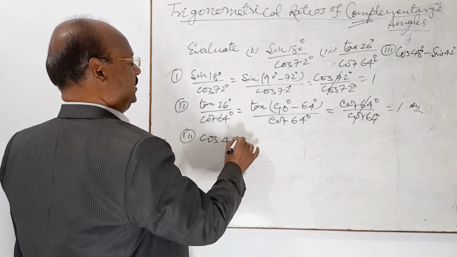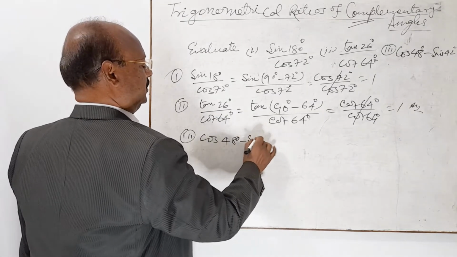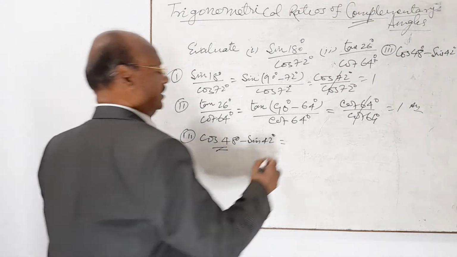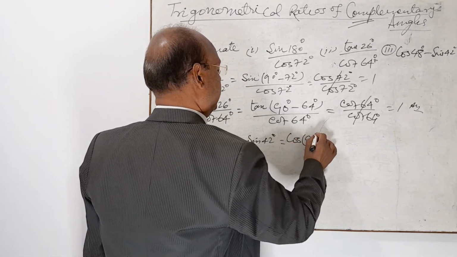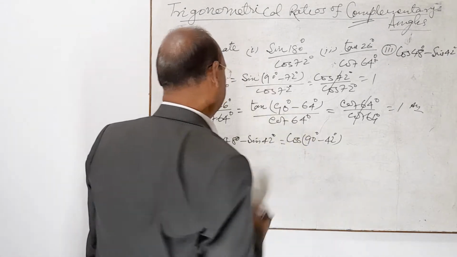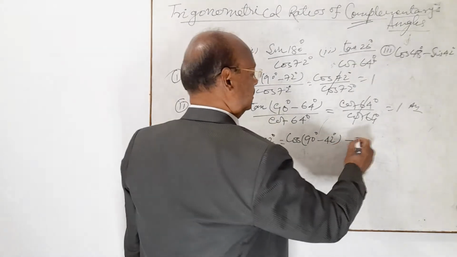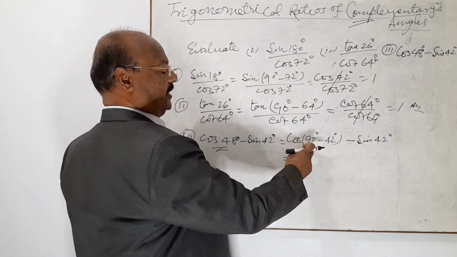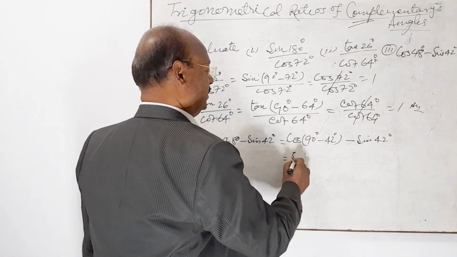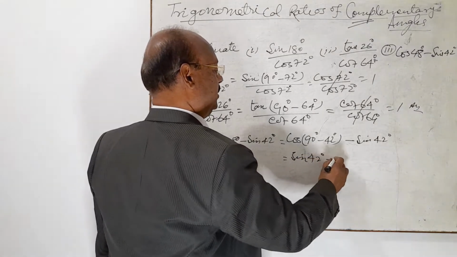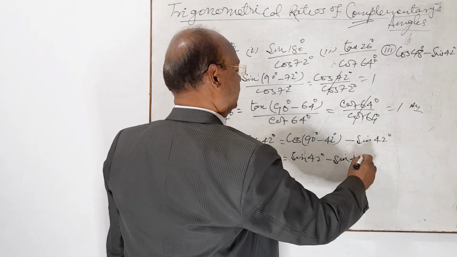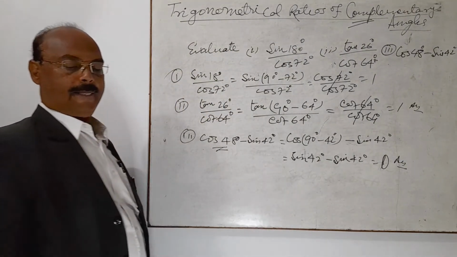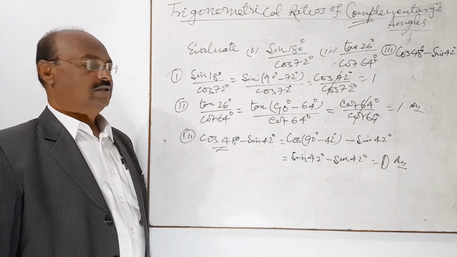And third question is cos of 48 degree minus sine of 42 degree. This cos 48 can be written as cos of 90 degree minus 42 degree, and next term is sine of 42 degree. So cos 90 minus theta is sine theta. So this is sine of 42 degree minus sine of 42 degree. This is equal to 0. This is the answer.